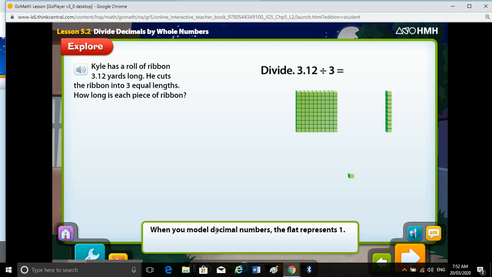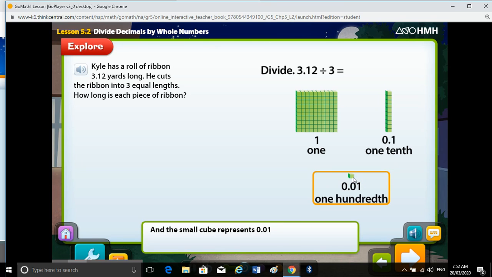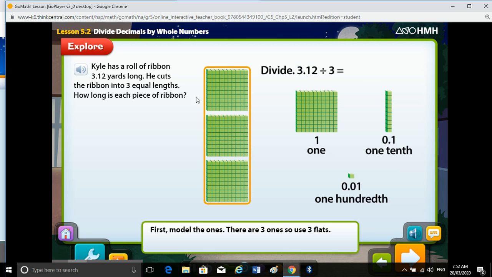When you model decimal numbers, the flat represents 1. The long represents 1/10. And the small cube represents 1/100. First, model the ones. There are 3 ones. So how many flats do we need to use? 3. So use 3 flats.